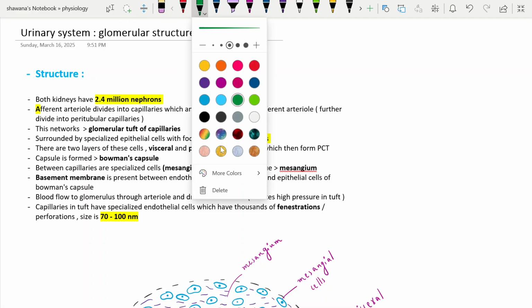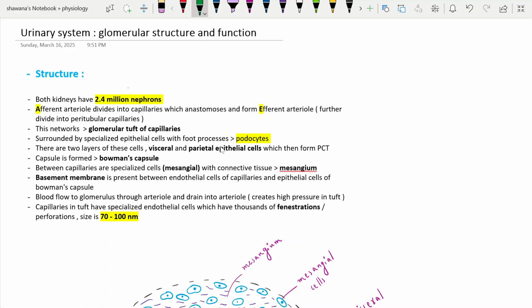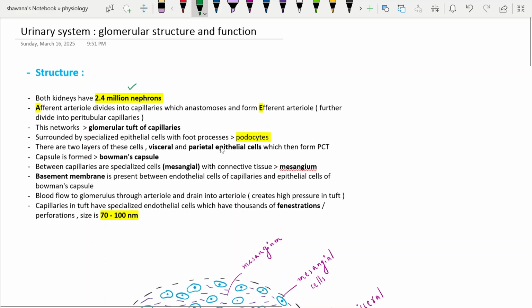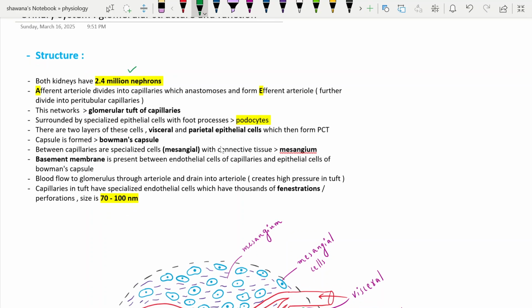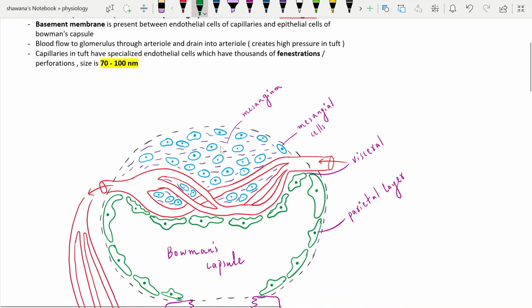The kidneys consist of in total 2.4 million nephrons, about 1.2 million in each kidney, and each nephron functions as a filtration unit. Okay, after that, you know that the glomerulus is formed of capillaries, and these capillaries are basically the afferent ones. They come into the glomerulus and they're drained by the efferent arterioles.